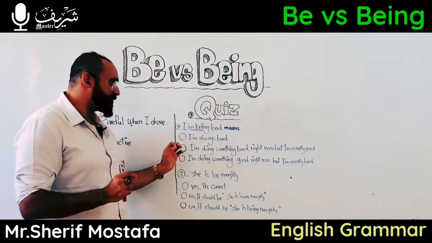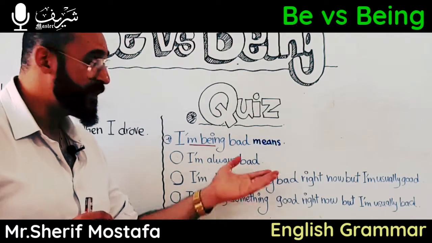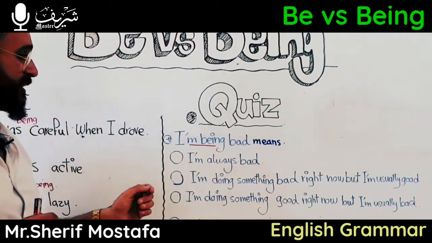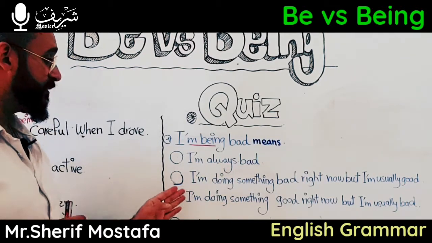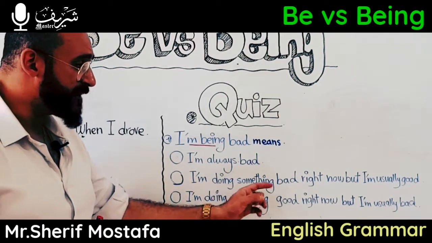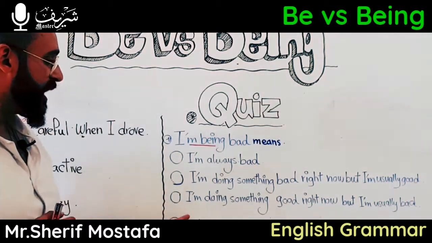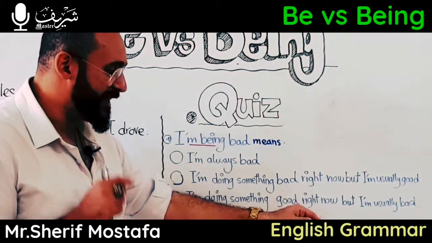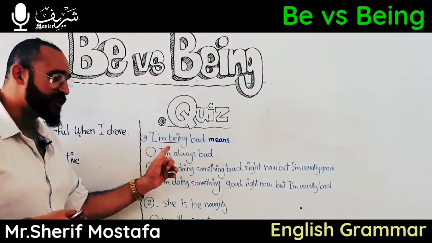So for the first one here, "I am being bad." What does that mean? Does that mean I'm always bad? Or I'm doing something bad right now, but I'm usually good? Or I am doing something good right now, but I'm usually bad? So let's check this out.